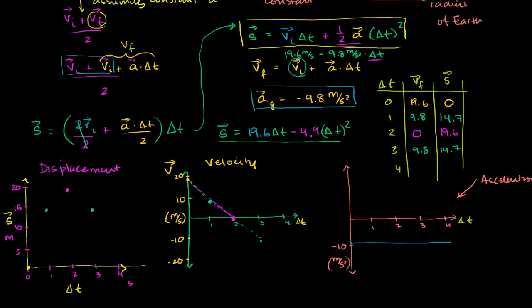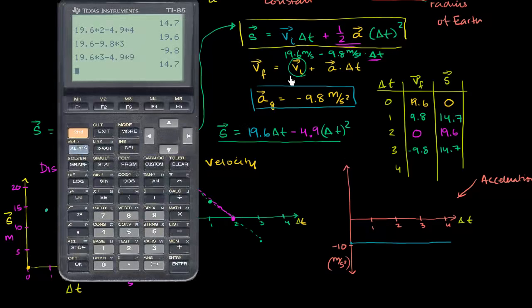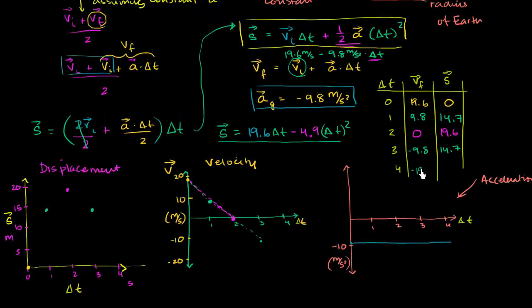And then finally, what happens after 4 seconds? Well, what's our velocity? Let me just get the calculator out, although you might be able to figure this out in your head. Our velocity is going to be 19.6 minus 9.8 times 4 seconds, which is minus 19.6 meters per second. So the magnitude of our velocity is the same as when we initially threw the ball, except now it's going in the opposite direction. It's now going downwards.